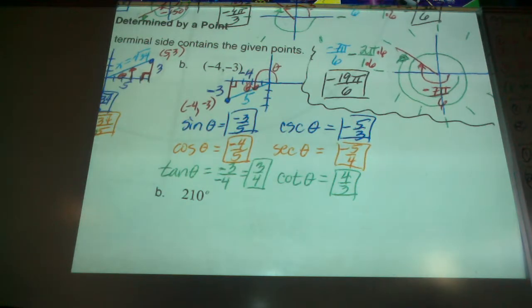Now, those are just with ordered pairs. So the ordered pairs are not going to give you a degree measure. Seth?